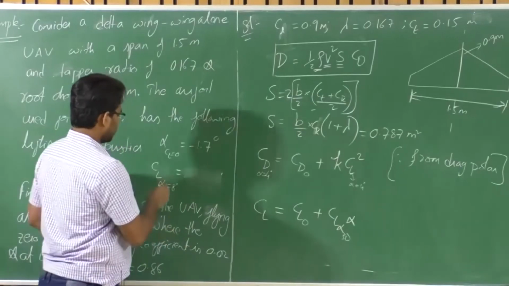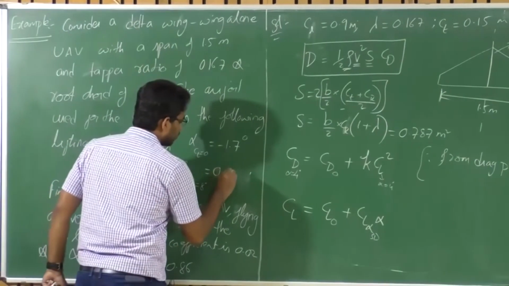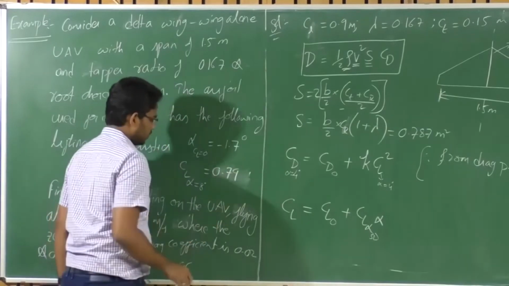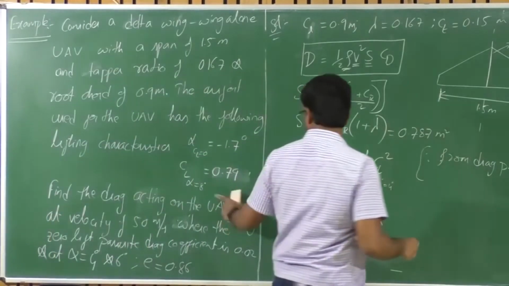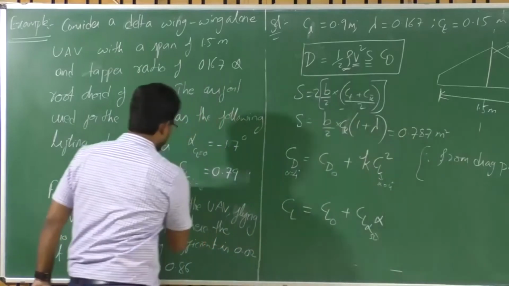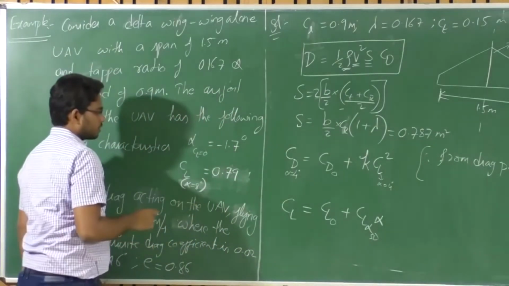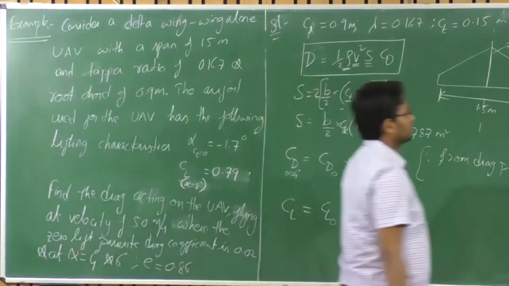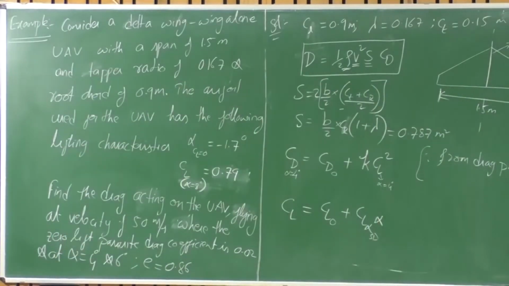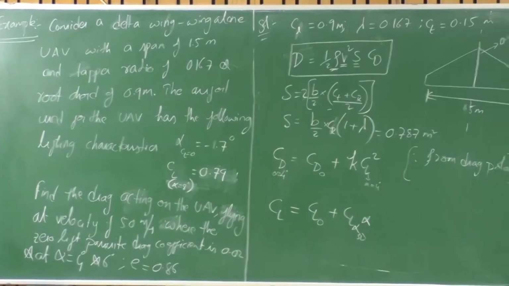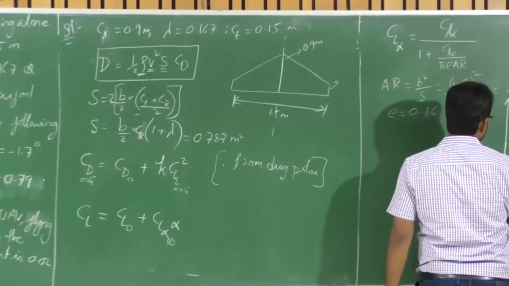So please make a correction. The CL at alpha 8 degrees is 0.79, right? CL at alpha 8 degrees. It's not CL alpha. It's CL at alpha is equals to 8 degrees is 0.79. So what we have is the following data. So the airfoil data here, right?